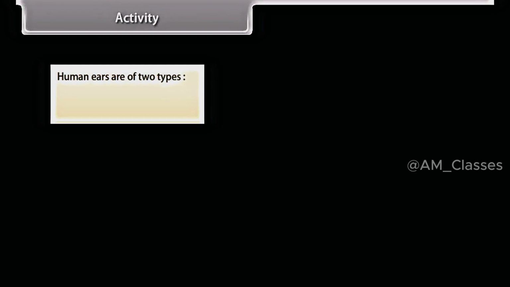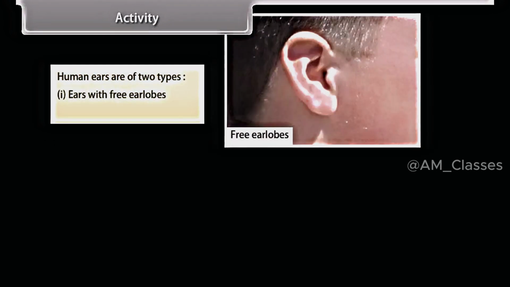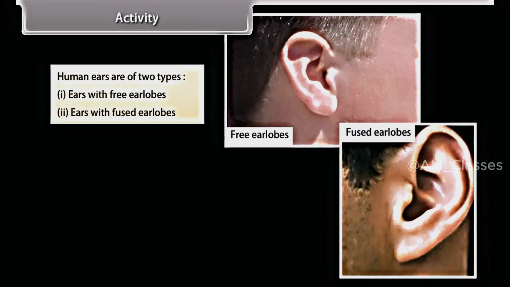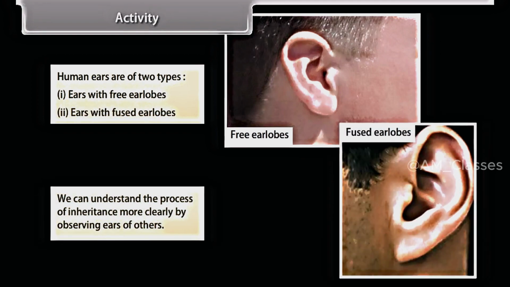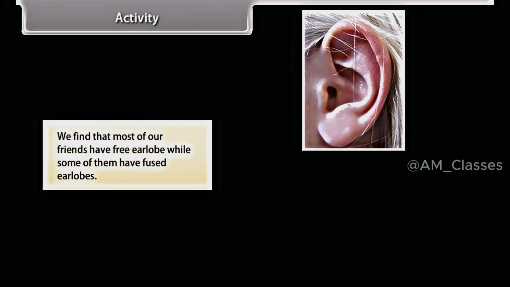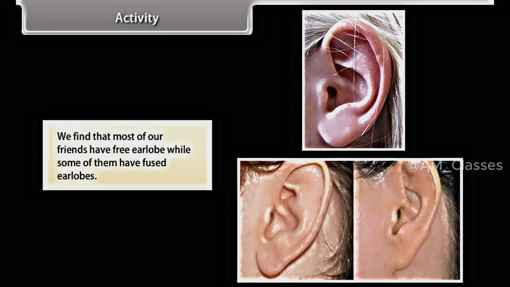Activity. Human ears are of two types: ears with free earlobes, and ears with fused earlobes. We can understand the process of inheritance more clearly by observing the ears of all the students in the classroom. We find that most of our friends have free earlobes, while some of them have fused earlobes.